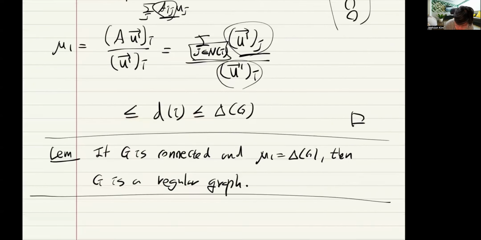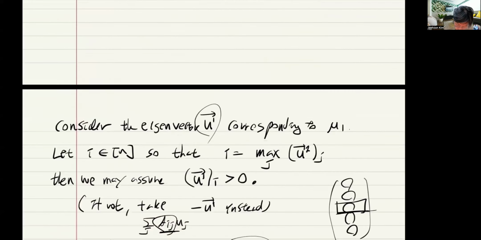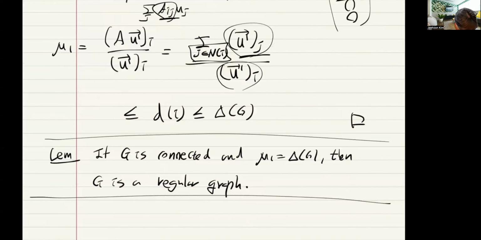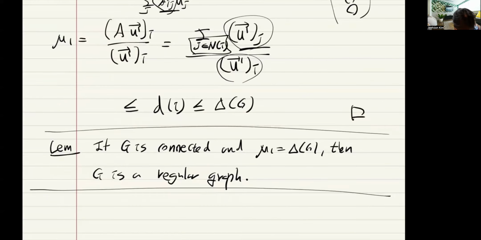And using that G is connected, that shows that from one entry, these two entries are the same, these two entries are the same, we keep going to show that every entry in this eigenvector is the same. Then this eigenvector is a constant eigenvector. And a constant vector is an eigenvector. Then from there, you can deduce that your graph must be regular.